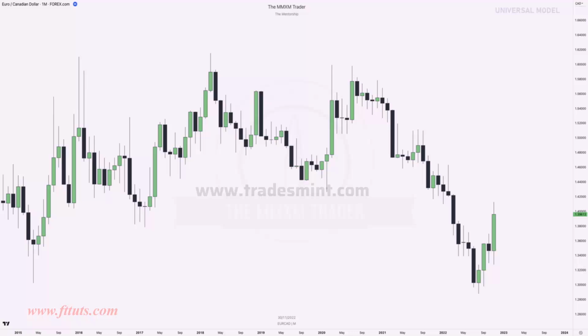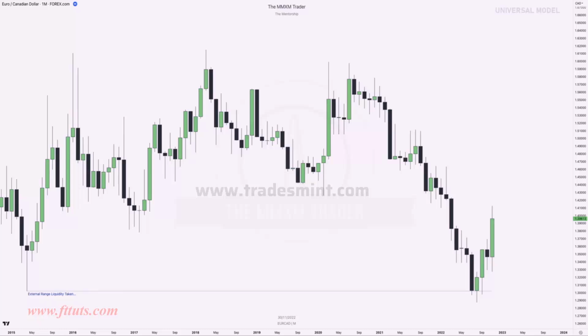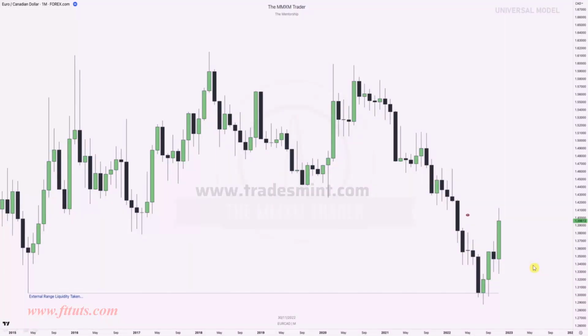First of all, we're going to think about external and internal range, right? Where has external range liquidity been taken? We've got this low down here, extended out in time, and we see the purge on sell side liquidity over here, which means from external we go to internal, and we have our draw on liquidity, right? We want to draw into this internal range monthly fair value gap. This is where our eye goes to, and this is where our bias is for the draw on liquidity.